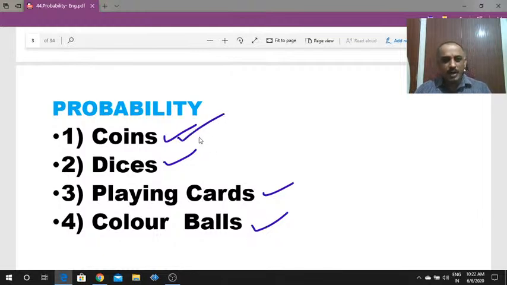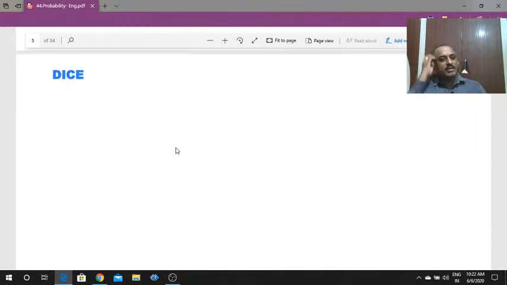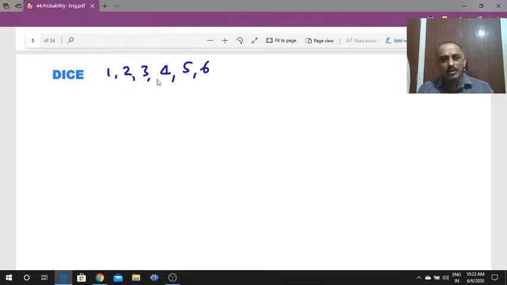Yesterday we already completed coin-based questions. Today we'll discuss dice. What is a dice? It is the oldest game in the world. A dice has six faces and is in cube shape. Its length, breadth, and height are equal. Each face has dots from 1 to 6: one face has one dot, the second two dots, then three, four, five, and six dots. If a person throws a die, we generally take the top face.